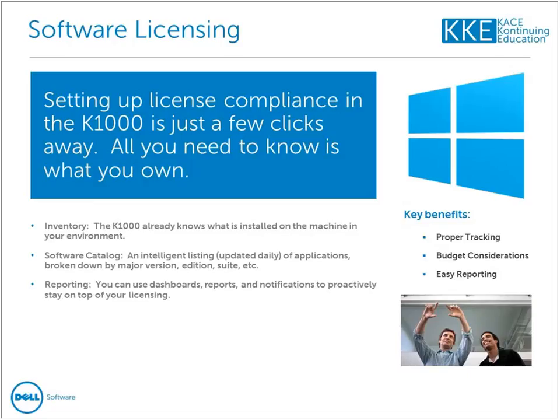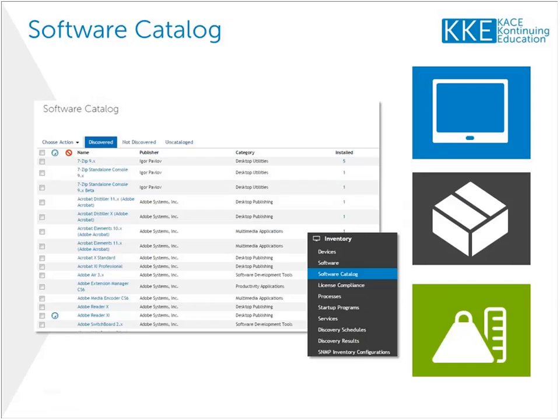All right, so let's take a look at the software catalog and see what exactly we're talking about here. You can see a picture of the software catalog, and I showed you the breakdown of the inventory module to point out that the software catalog is a separate section from the software inventory. Software inventory is just a raw listing of all the applications listed on your computers, whereas software catalog is a roll-up.